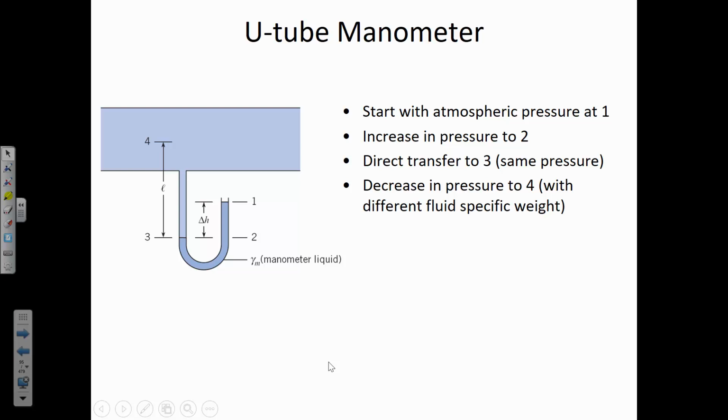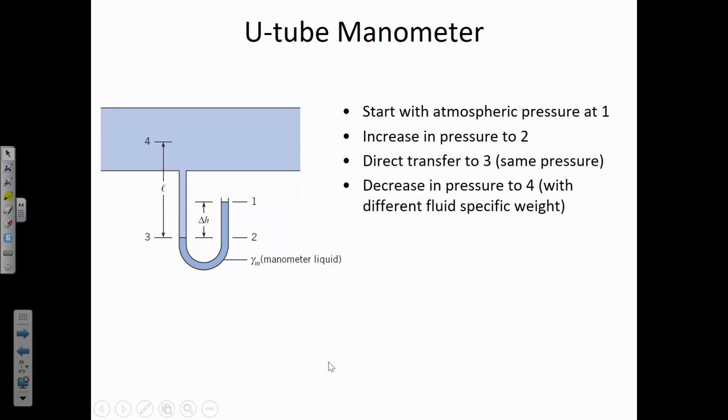But in any case, the relationship here is that delta H is observed, and we can find out the difference in pressure between the center of the pipe and the atmosphere that this piezometer is connected to. The difference in pressure is indicated by delta H times gamma. So this was the simplest means of measuring the pressure, but it wasn't good for a lot of reasons.